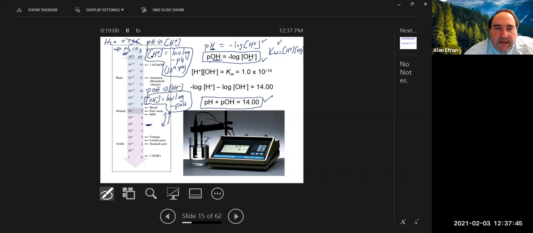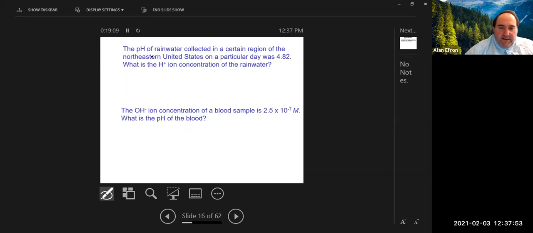All right, so why don't we try one here. Let's take a look, see what we got. Perfect. So the pH of rainwater is collected. It has a pH of 4.82. What is the H plus? Why don't we do everything? What is the OH minus concentration here? What is the pOH here? And is it acidic, basic, or neutral?